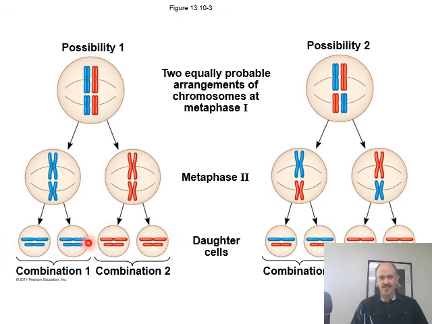And in this case, 2 would be all blue and 2 would be all red. And in this case, you would have a combination of blue and red chromosomes in each gamete because of independent assortment. And that's just looking at an organism with 4 chromosomes.